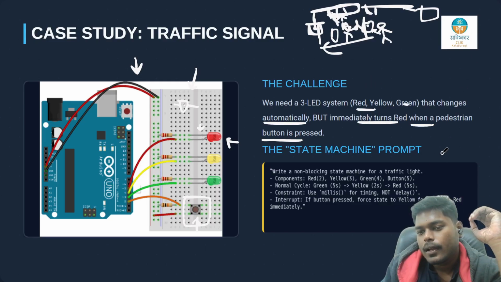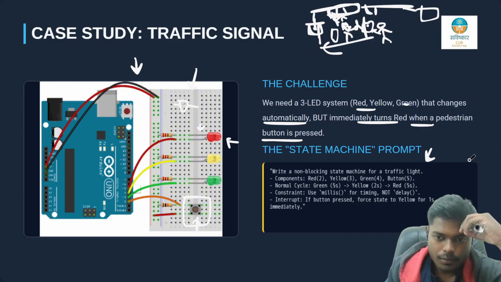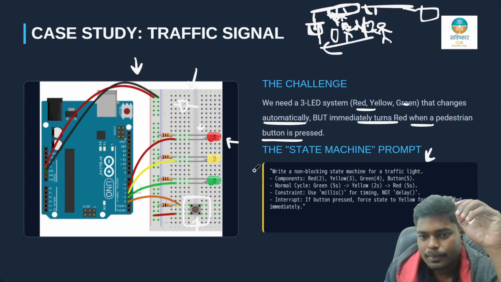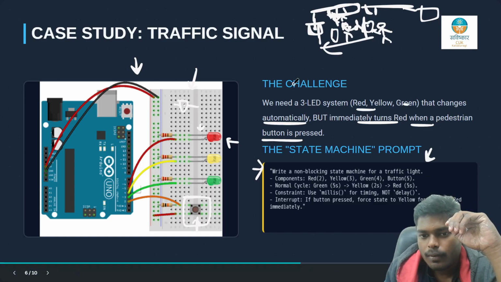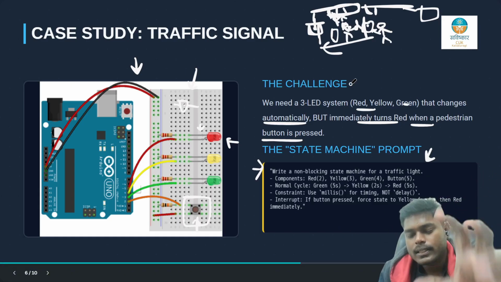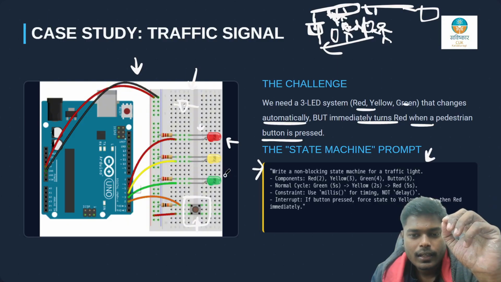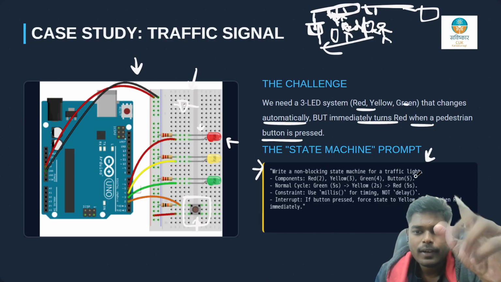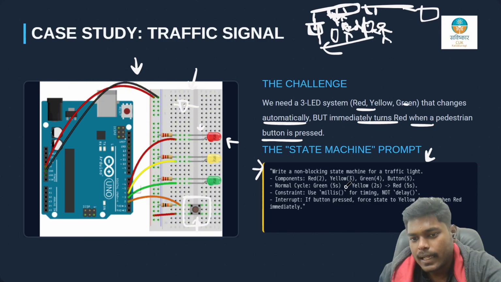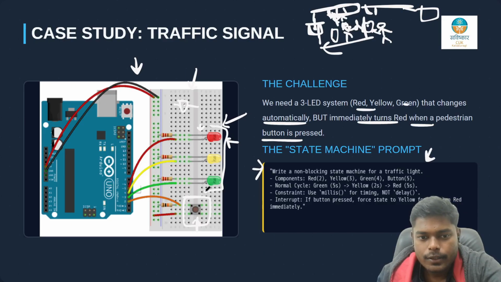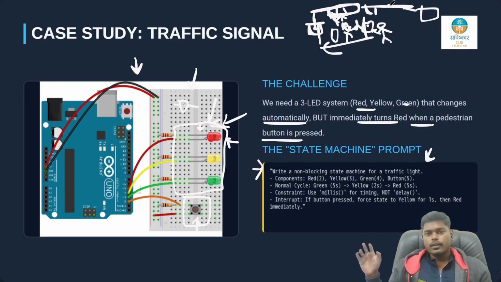But if you want AI to write the code for you, you can use this particular block of prompt, where we say: write a non-blocking state machine for a traffic light, where the components are red is pin 2, yellow 3, green is 4, and 5 is the button. The normal cycle is green for 5 seconds, as what we have anticipated. This is an automated traffic signal. You have seen the traffic signals at road crossings.